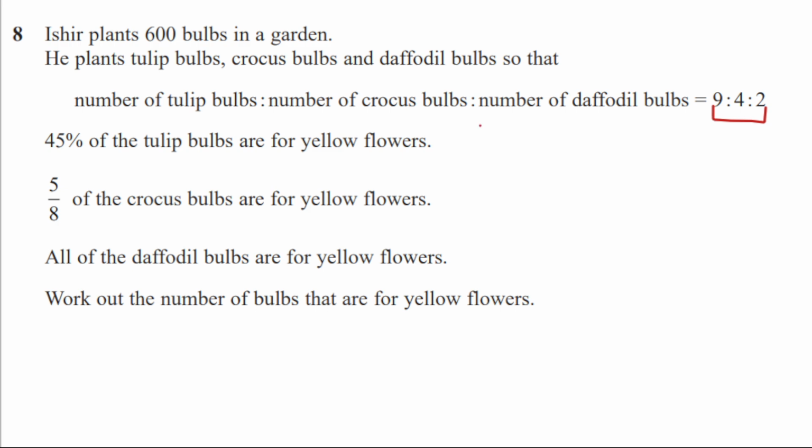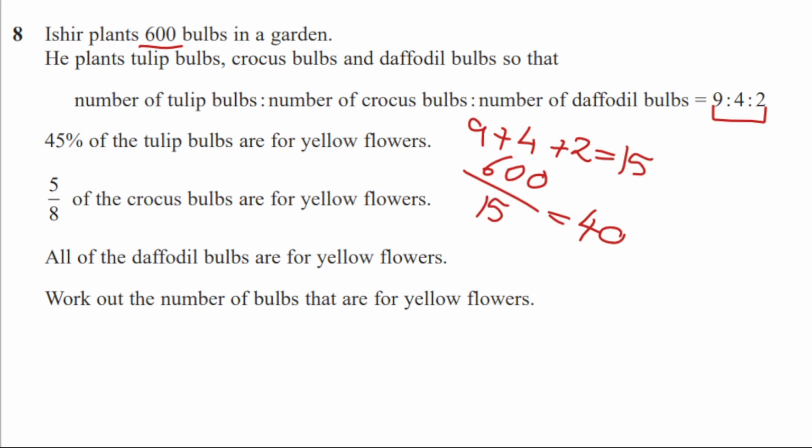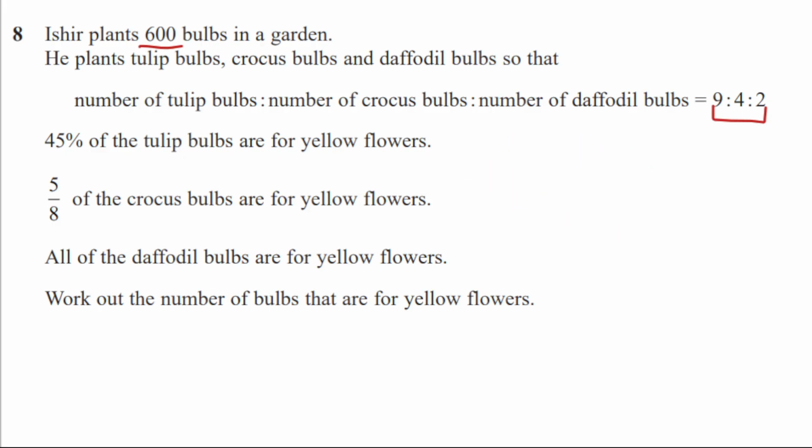9 plus 4 plus 2 is 15. And then we divide the total bulbs, which is 600, by 15. 600 divided by 15. You can use your calculator. It gives you 40. That means each share is 40.